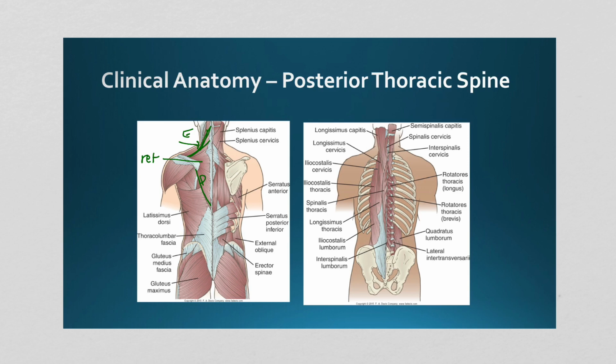Whereas a dysfunction to the ascending portion of the trap may mean that they have a terrible time depressing the scapula. And so these all have different implications for the glenohumeral joint, but then also for the thoracic spine, right?